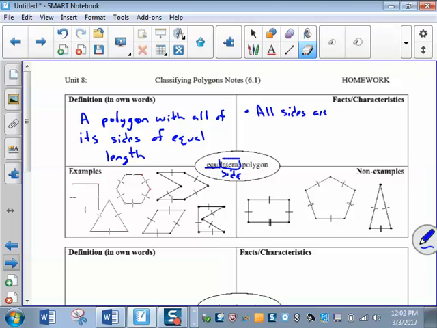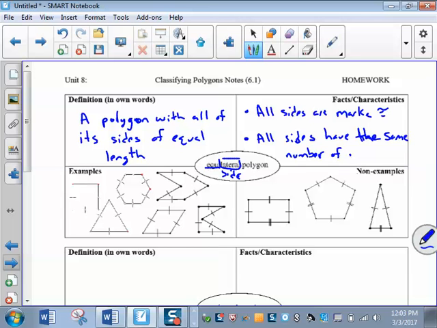If one of the sides is not marked congruent, if one is missing, then it's not equilateral. You can't assume that the one that's not marked is equal. So check to make sure they're all marked. You also want to make sure that all sides have the same mark, or the same number of marks.